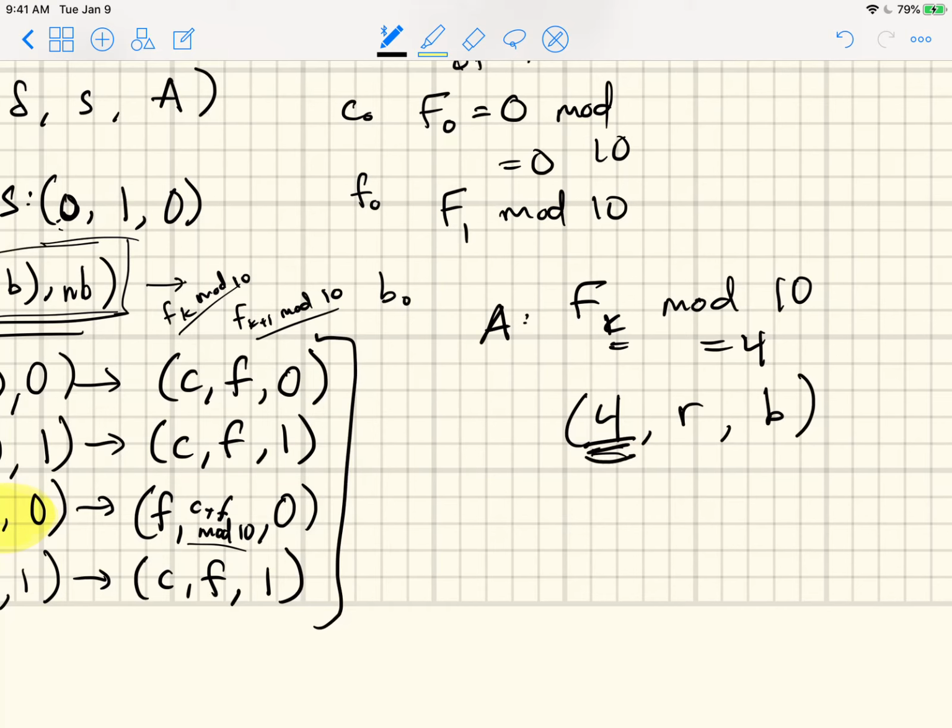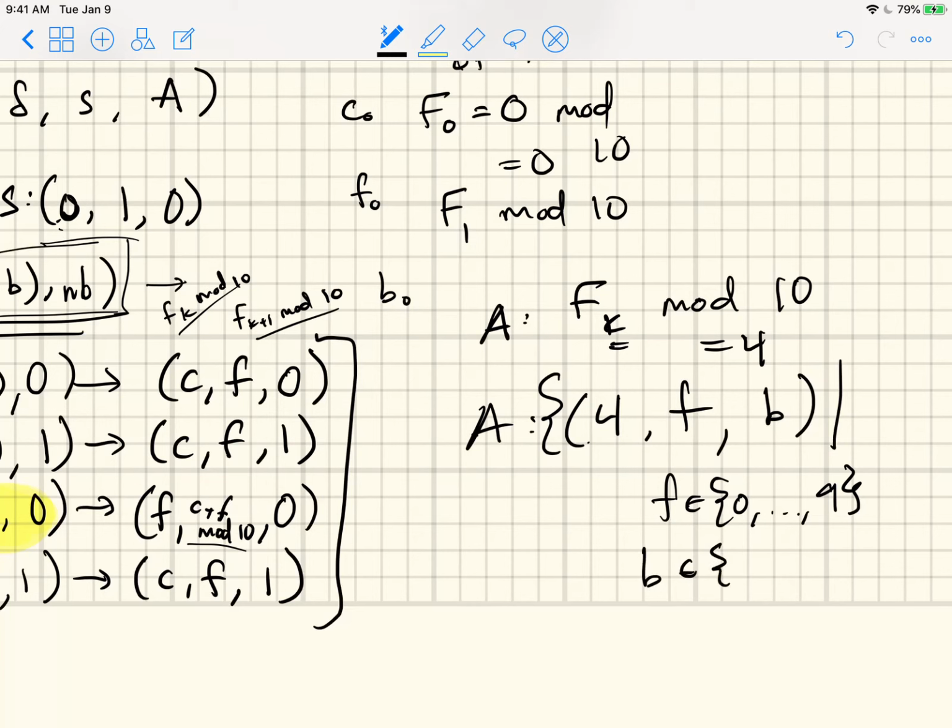But really, the accepting condition only gets represented in the first element of our tuple here, which means A can be defined as the set of tuples, for our, why did I call this R? For F, B, where F can be anything, and B is either 0 or 1, okay? Great.